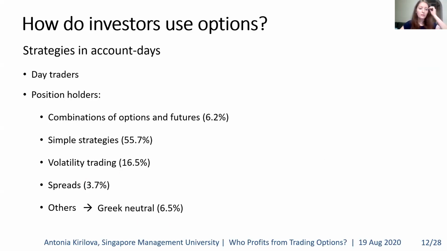So these Greek neutral positions, we see that they generate large volumes and they hold a significant portion of the total open interest in the market. They hold complex combinations of multiple different contracts, which don't correspond to any of the previous strategies, and they also hedge all of their risks. So it looks like they are likely to act as market makers or arbitrageurs in the market.